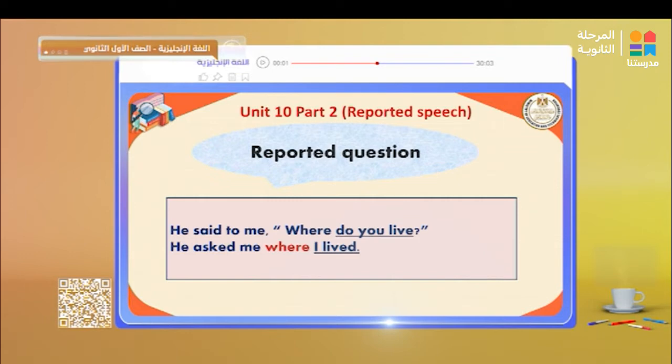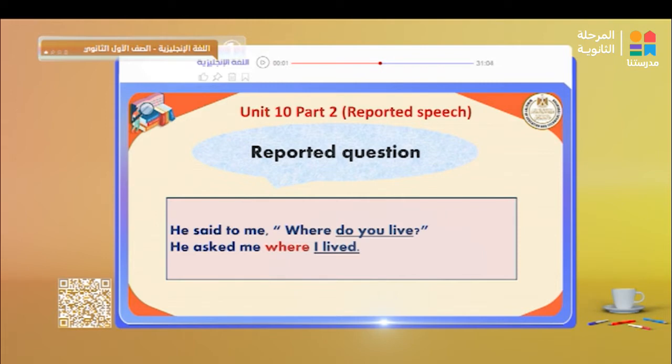Here is an important notice for you. We don't use the question mark. We use a full stop because here it's not a question. It's a reported question, and in a reported question, it's in the form of a sentence, not in a question. So here we don't use a question mark, we use a full stop, and we don't use the auxiliary verb do. We change only the verb into the past. He asked me where I lived. We can't say he asked me where did I live. This is wrong. He asked me where I lived.